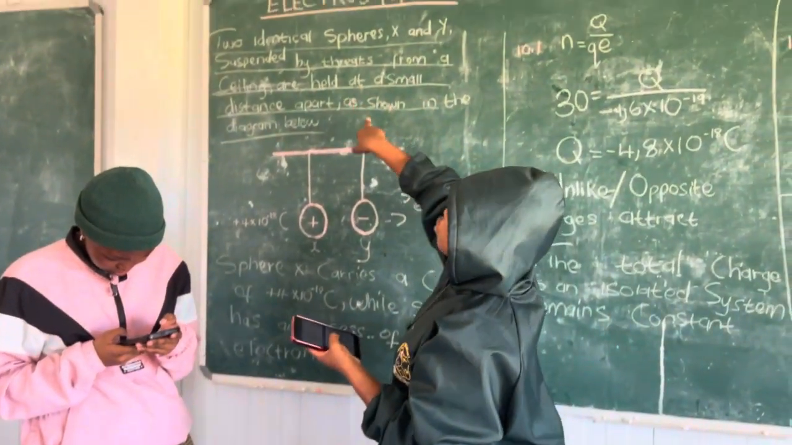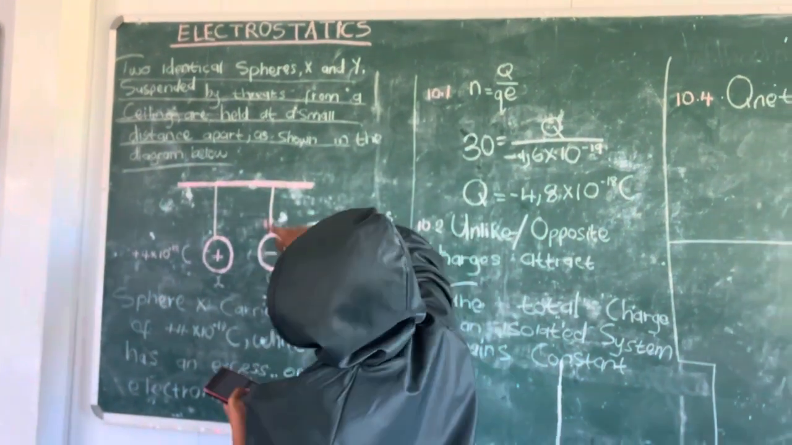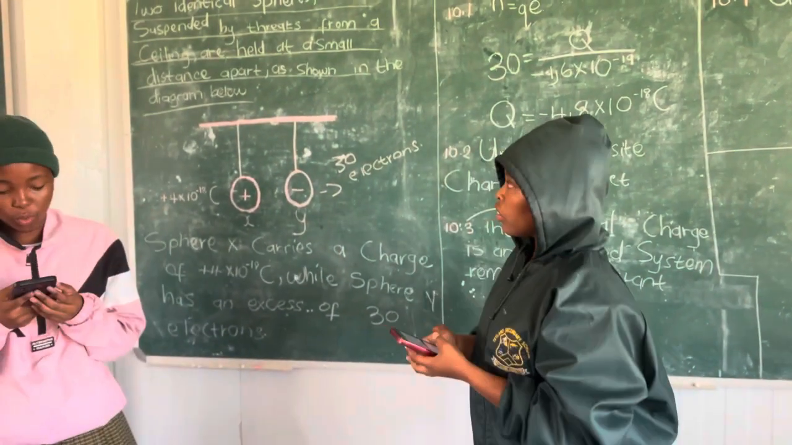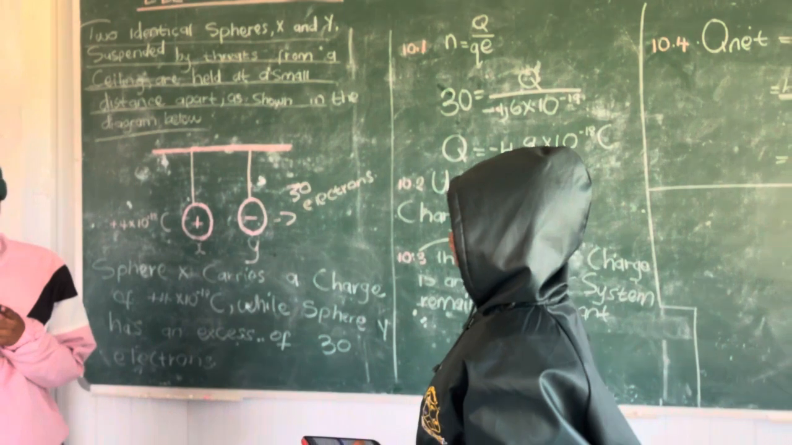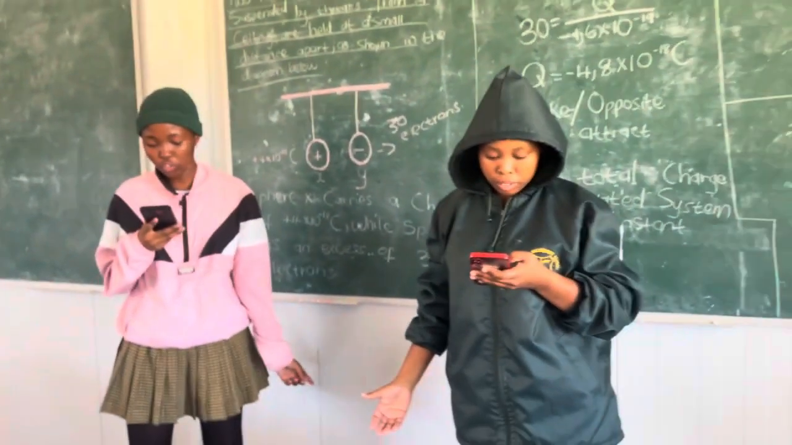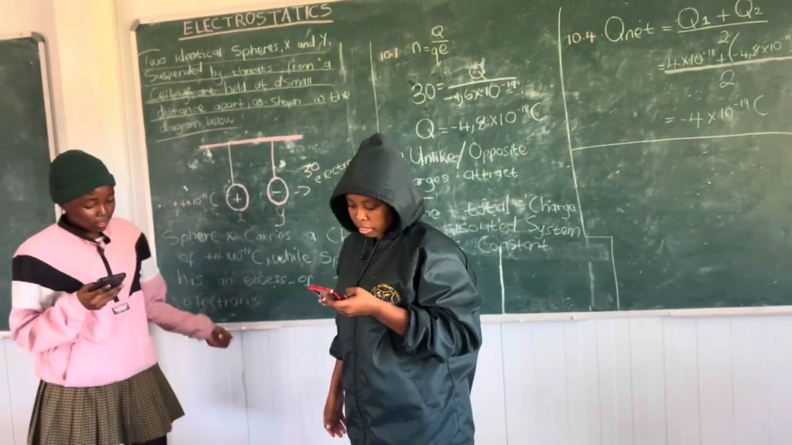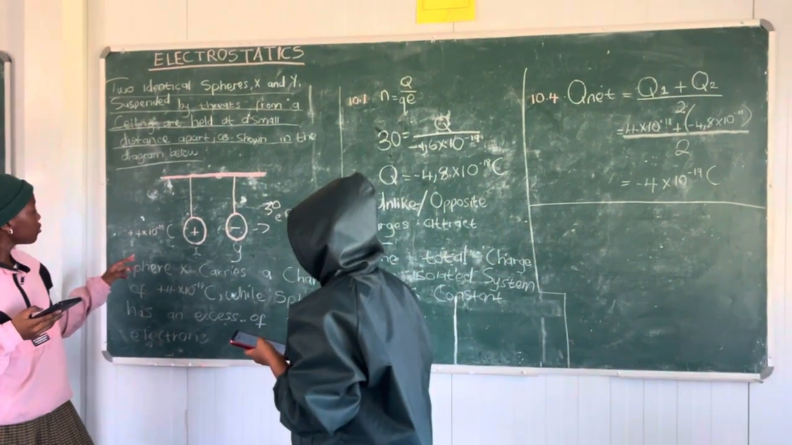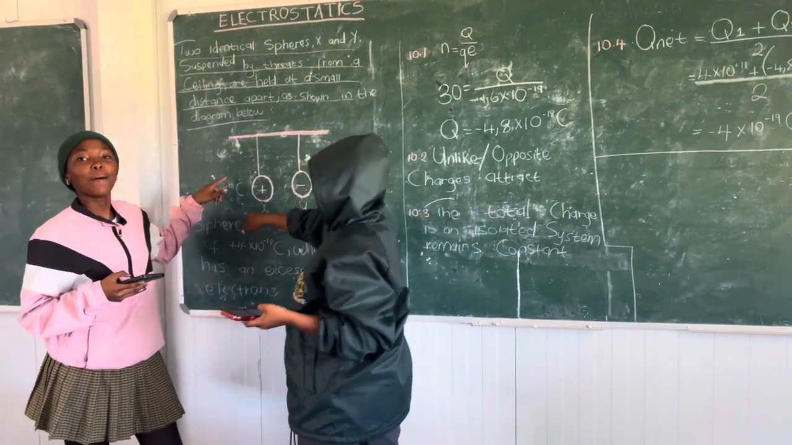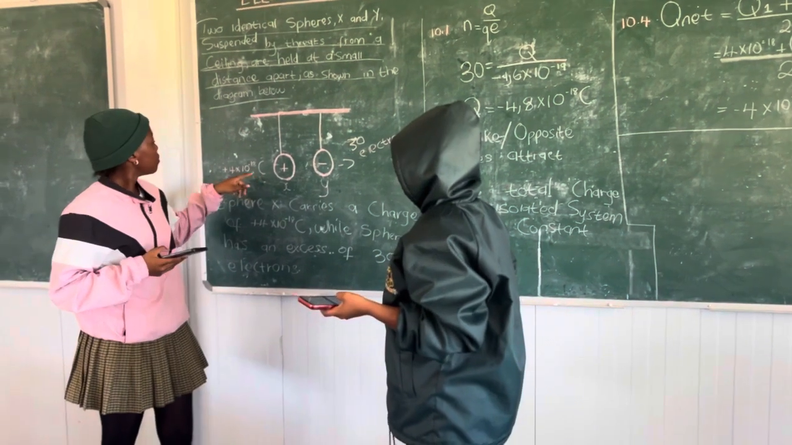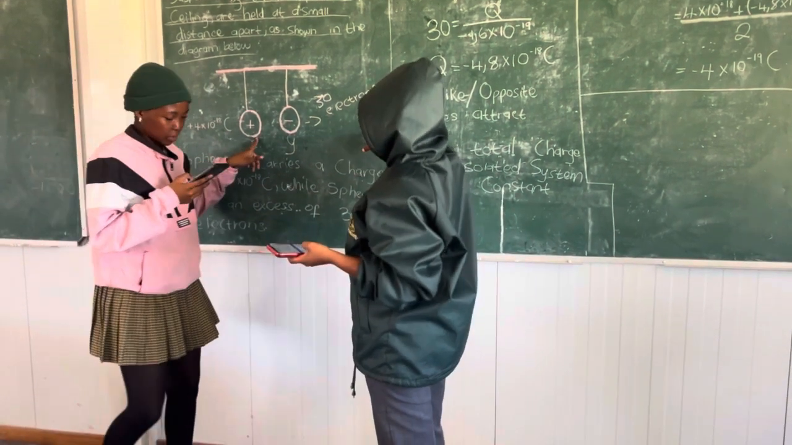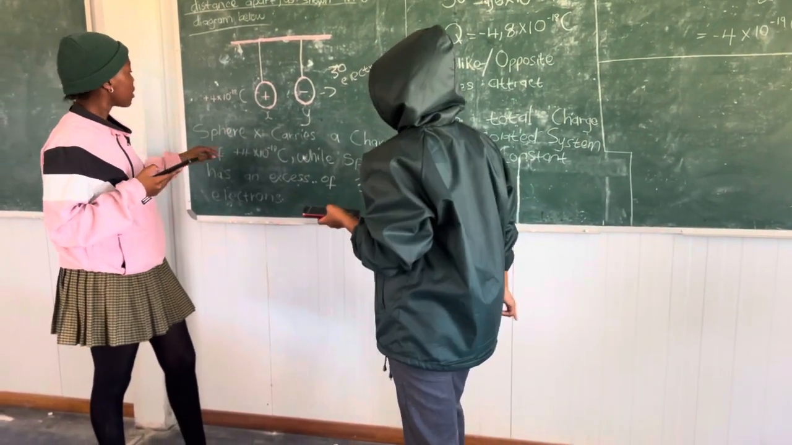The topic of this question is electrostatics. Here we have two identical insulators, spheres X and Y, suspended by threads from a ceiling, held at a small distance apart as shown in the diagram below. Sphere X carries a charge of positive 4 times 10 to the power minus 18 coulombs, while sphere Y has an excess of 30 electrons.